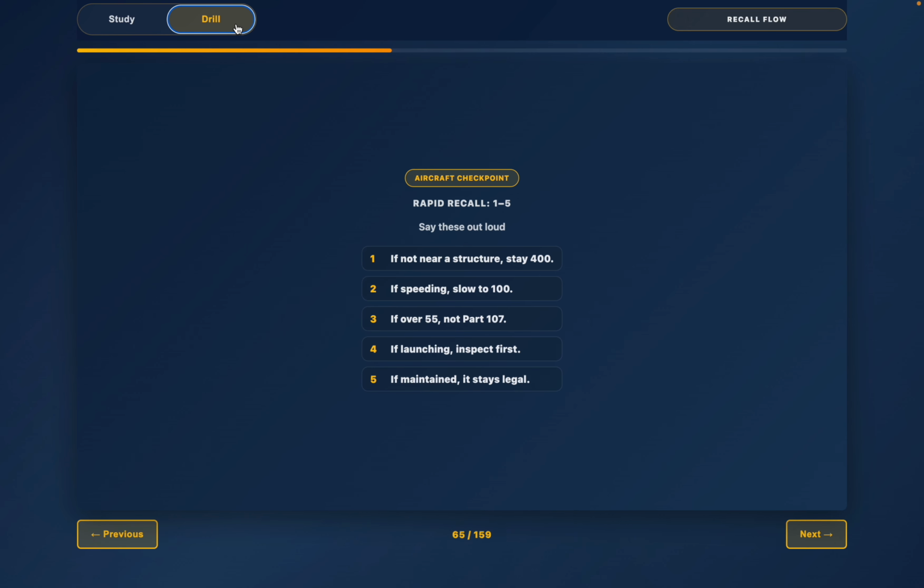Our first rapid recall checkpoint. Say the first set of trigger phrases out loud. This is part of the recall training. Meet me at the next rule.